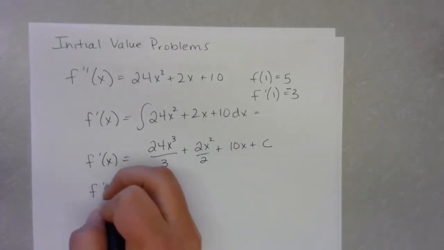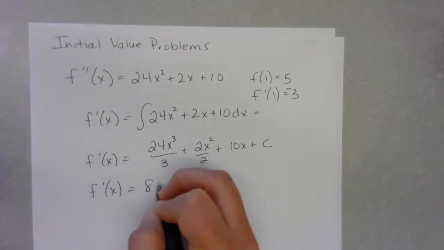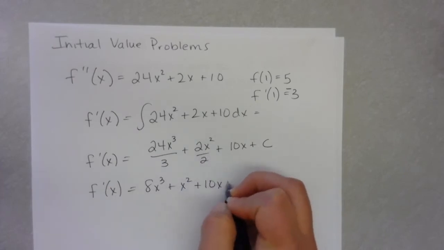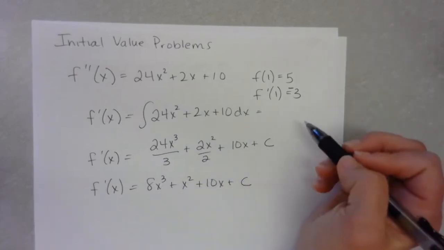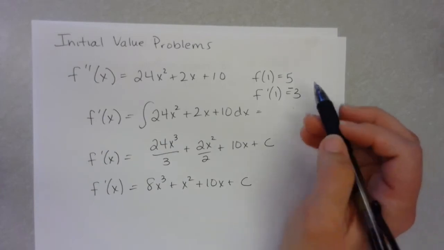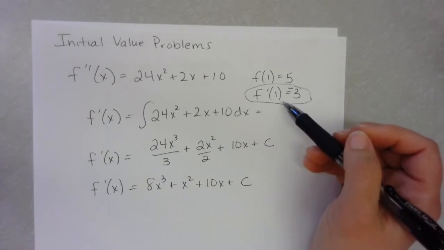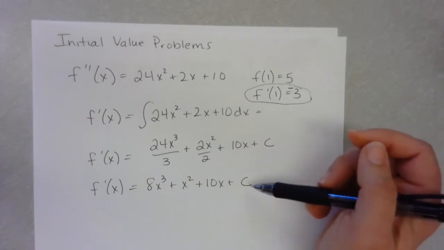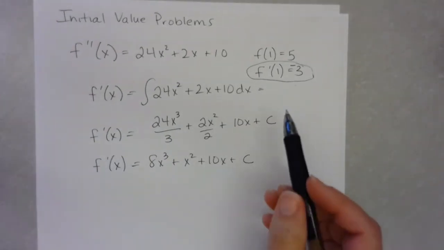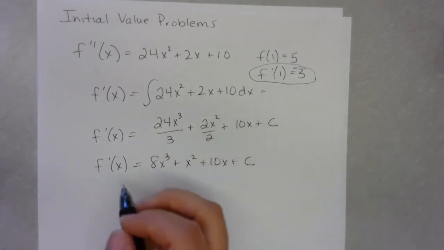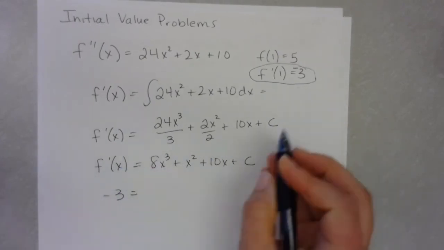Simplifying it a little bit before I do anything else, I get 8x cubed plus x squared plus 10x plus c. Now I can actually get rid of my c because I know something about f prime. I know that f prime of 1 is equal to negative 3. So I should be able to figure out what c is by plugging the point 1, negative 3 into my derivative. So this will be negative 3 when I plug in x is 1.